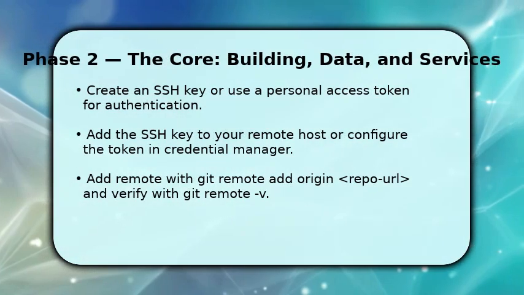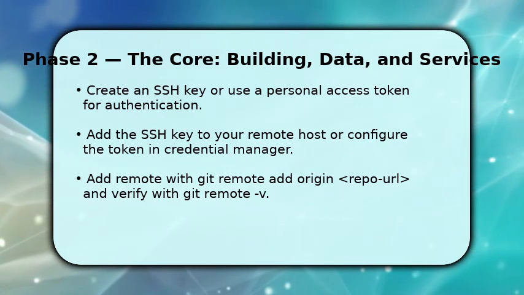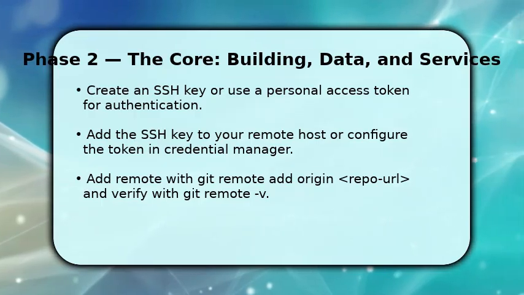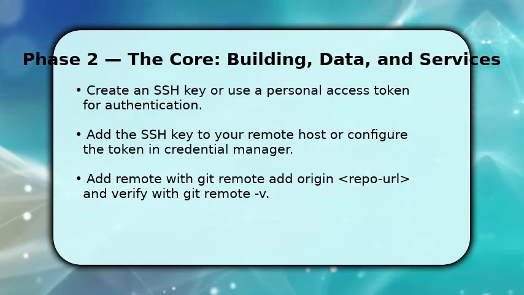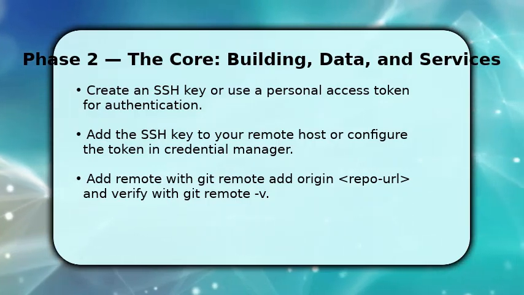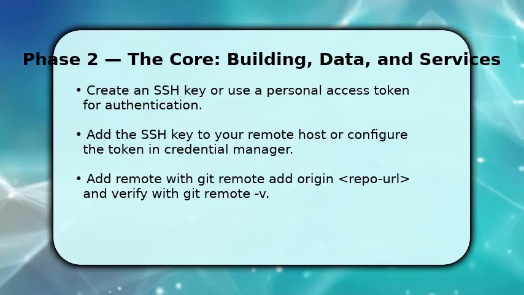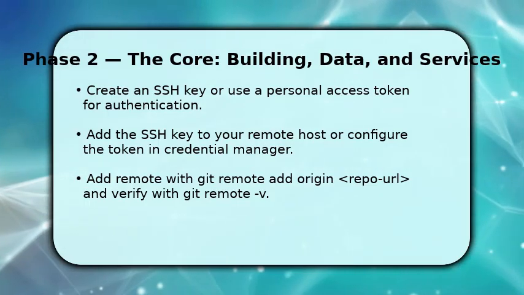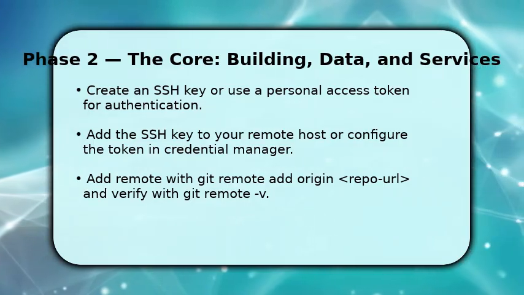Now you connect to the remote. Choose SSH for persistent, secure access or a personal access token for HTTPS. If you pick SSH, generate a key with ssh-keygen, add the public key to the remote host, and load it with ssh-agent. This avoids typing passwords. If you use a token, store it in your OS credential manager and let VS Code prompt once.